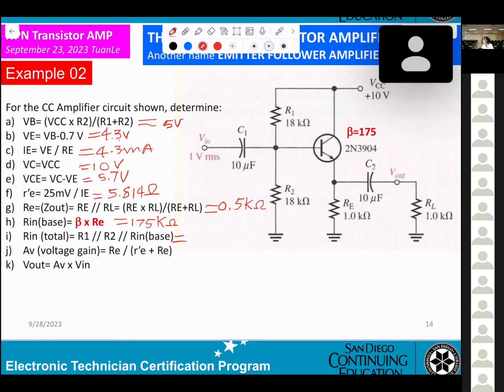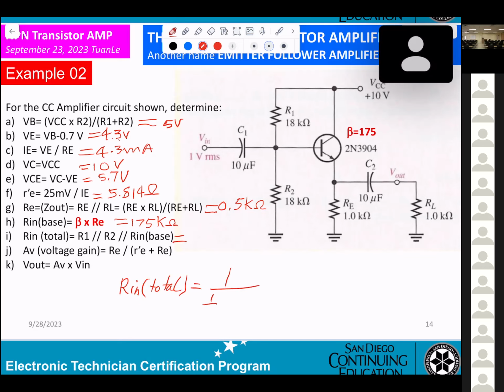Can you show us how to do R in total? I'm a little bit lost. Maybe it's the double lines. I just can't wrap my head around how to do that. Well, that's R1 in parallel with R2 in parallel with R in base. So it's 1 over R1, 1 over R2, and 1 over R in base. Okay, thank you.